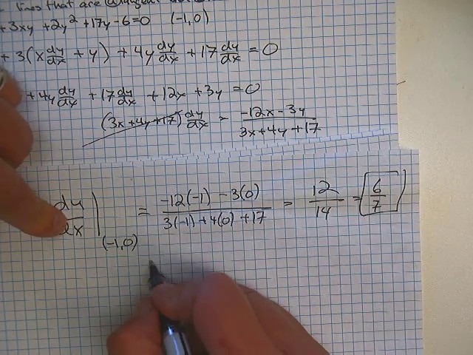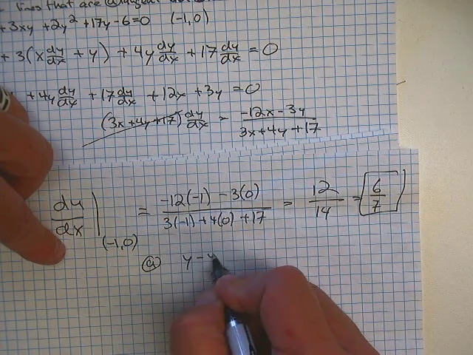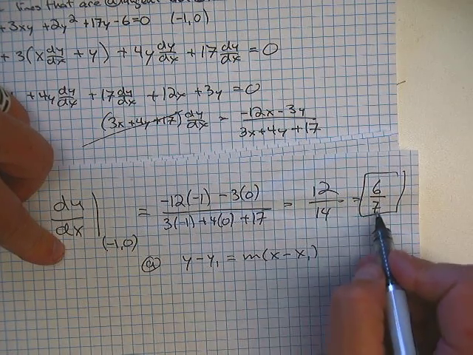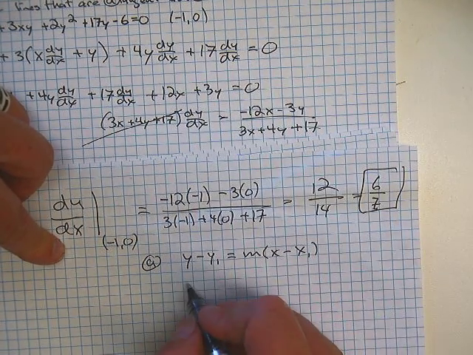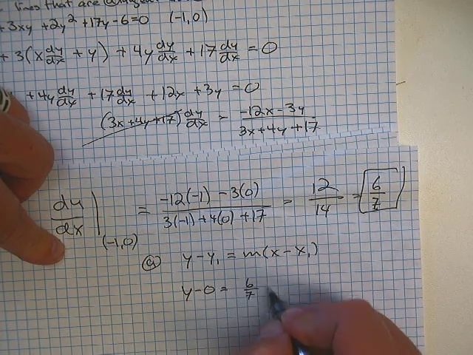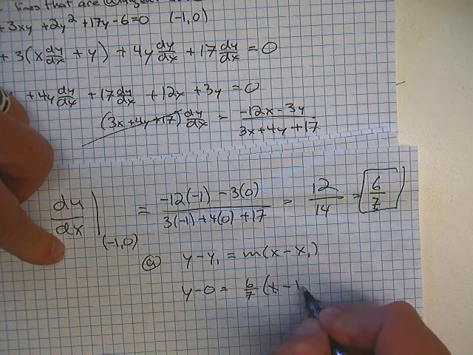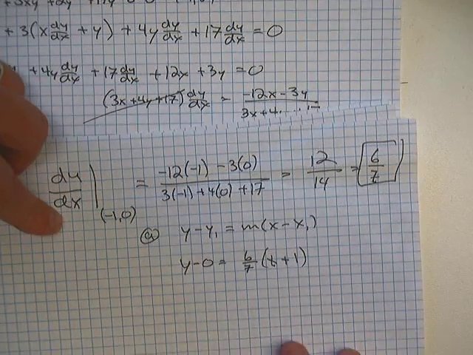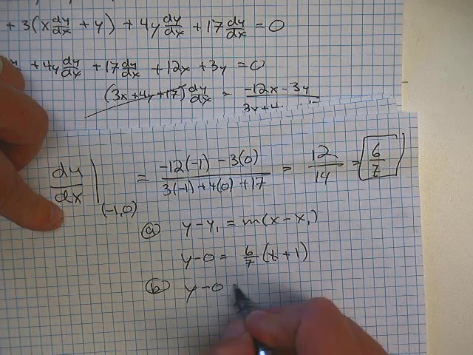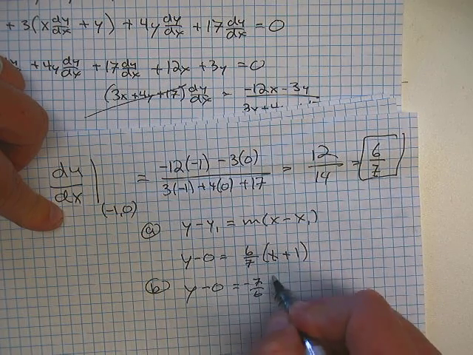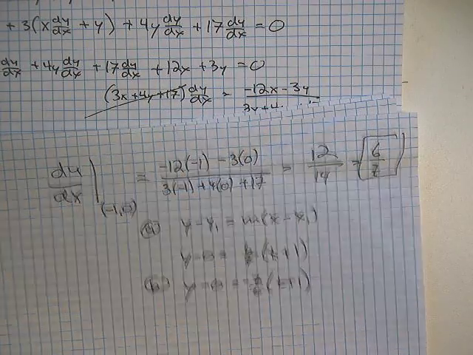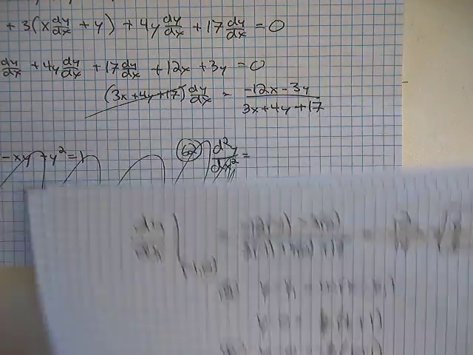Okay, remember, anytime we want to write a tangent line, we know y minus y1 equals m times x minus x1. We've got our slope, we've got our point, which is at negative 1, 0. So we got y minus 0 equals 6/7 times x minus negative 1. There's our tangent line, B. Our normal line is y minus 0 equals negative 7/6 times x plus 1. Done. Okay, don't make these harder than they really are.